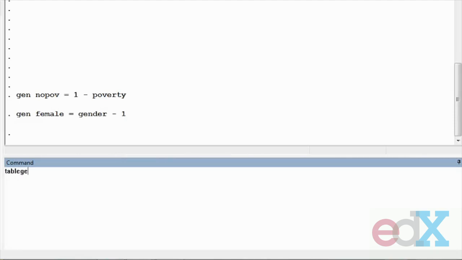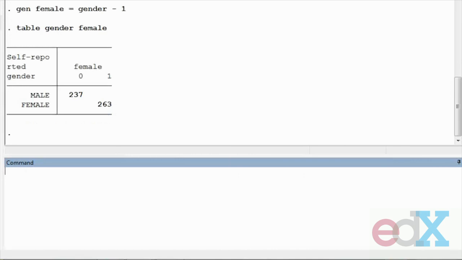So now if I say table gender and female, I see that female is defined as 1 when someone is female, and it's defined as 0 when someone is male. So it's really easy if you have it named female. Intuitively, it should be equal to 1 when someone is female. So this is a good coding trick to always know how your variables are coded when you fit your regression models. Now we'll go ahead and fit the logistic regression model.